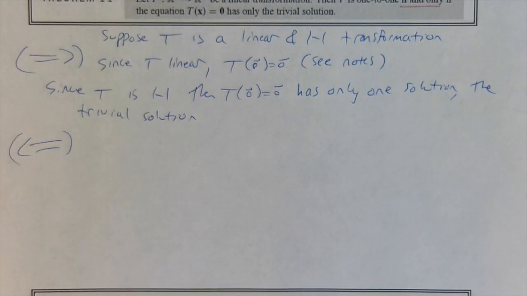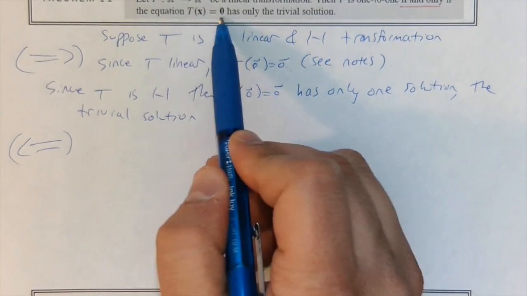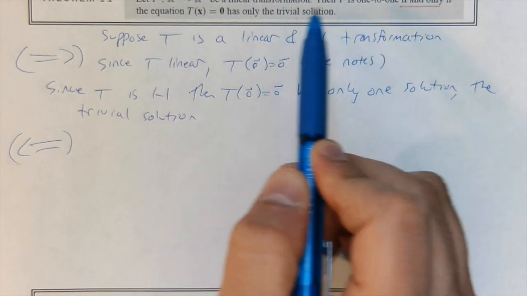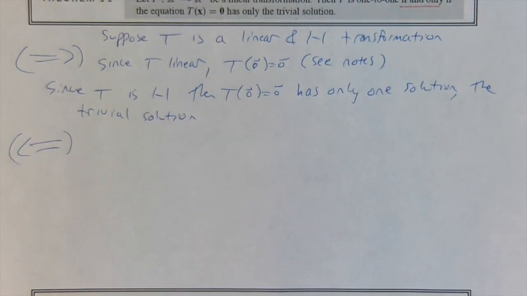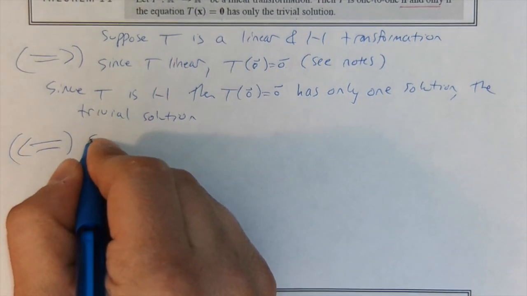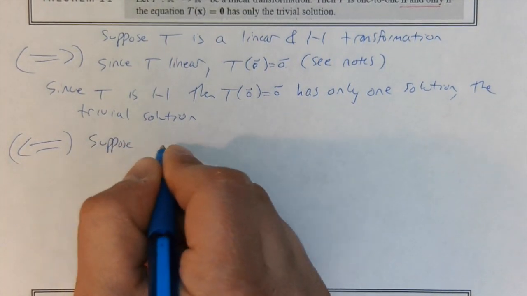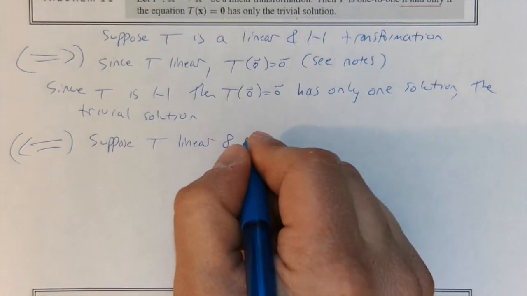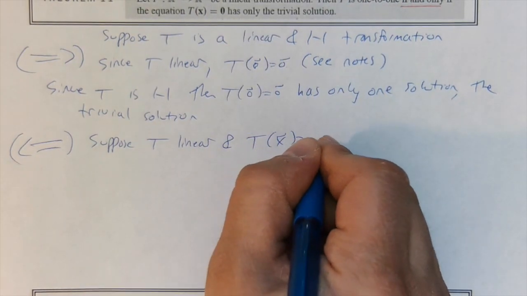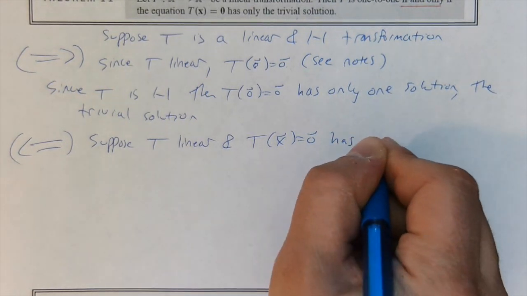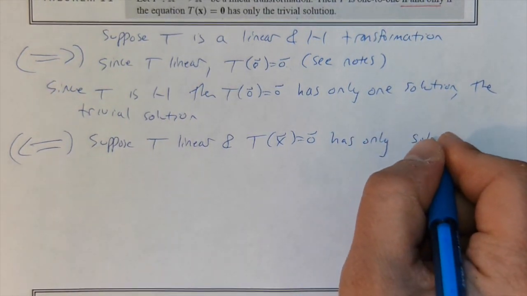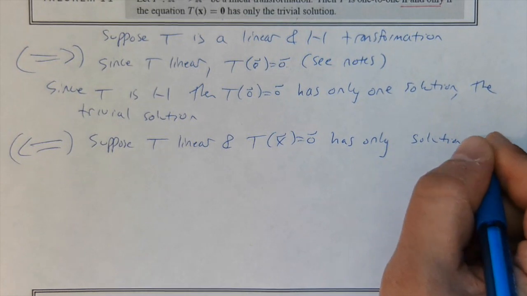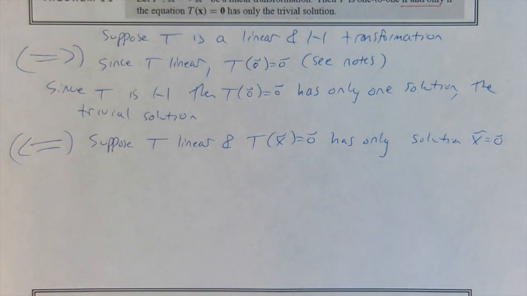For the other direction, we assume the other part. We assume T of x equals 0 has only the trivial solution, and then we'll show that T is one-to-one. This is a little bit more of an interesting proof than the last part here. So let's assume the second part. So let's suppose T is linear, and let's suppose T of x equals 0 has only the solution x equals 0, the trivial one.